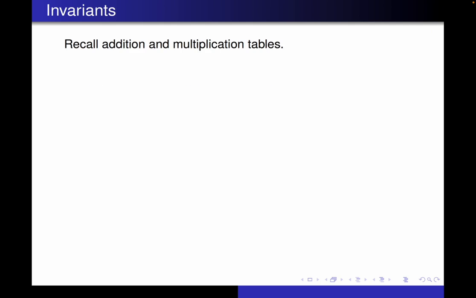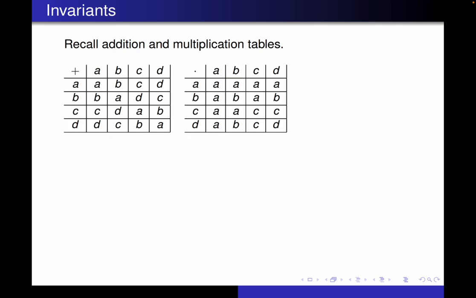Alright, so first I want you to remember what addition and multiplication tables look like and what kind of information we can glean from them. So here's a ring that you've actually seen before, and here's the addition table and the multiplication table for it. So the question I want to ask is, what information can we infer just from the tables?